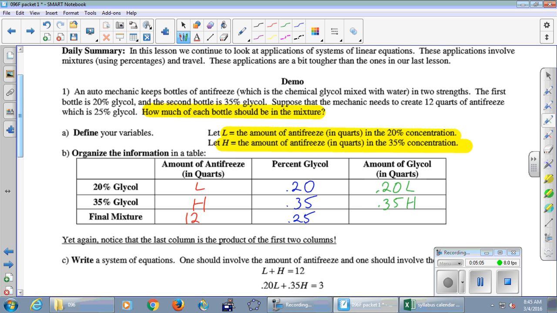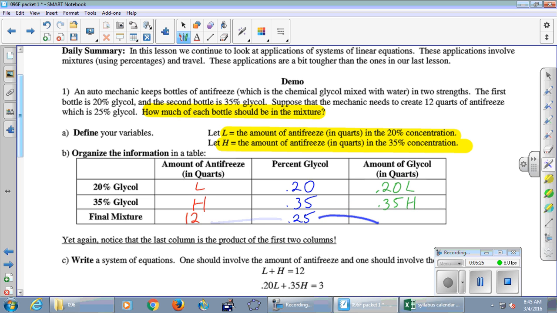And in that last spot, often we were given the number that goes there in our last class. Here we're not. We have to calculate it. In the same way that we multiplied here times here and put it here, and this times this and put it here, we're going to multiply this times this and put it here.